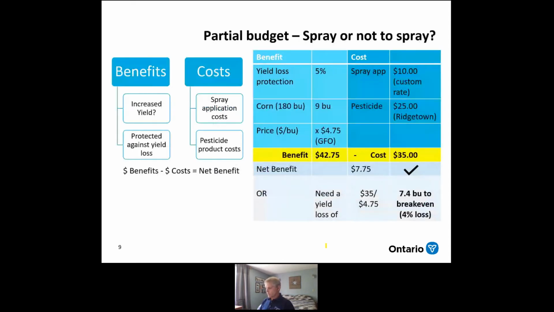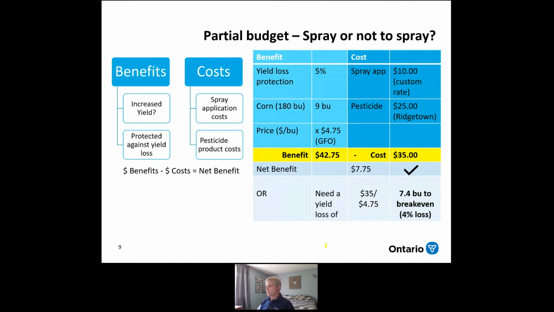So then I just wanted to show a bit of an example of using the partial budget, just a very simple spray or not to spray decision, and some of the things to think about on this. If you look on the left, this is the simple framework of, on the benefit side, what are some of the benefits we think? Increased yield, possibly not in this scenario. Spray or not to spray is typically looking at protection against yield loss. So we've got that on the benefit side, and then on the cost side, of course, if we're looking to do an additional spray, there are the machinery costs, application costs, and the product costs as well.